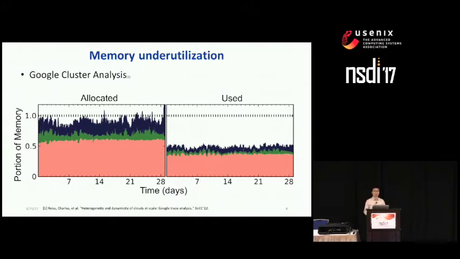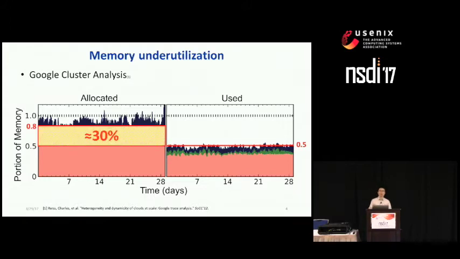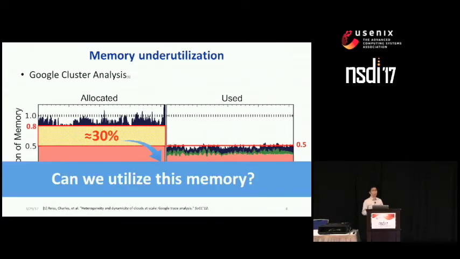These 2 figures show the allocated memory versus used memory in a Google cluster. As we can see, most of the time, over 80% of the cluster's memory has been allocated to applications. However, the actual memory usage is lower than 50%. So we have a large portion of memory which has been allocated but is not being used. The problem is, can we utilize this part of free memory?